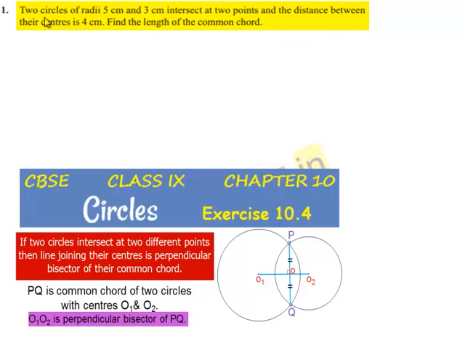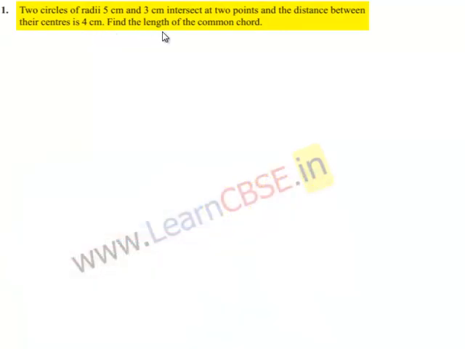Coming to question number 1. Two circles of radii 5 centimeters and 3 centimeters intersect at 2 points and the distance between their centers is 4 centimeters. Find the length of the common chord. Now moving on to the solution.